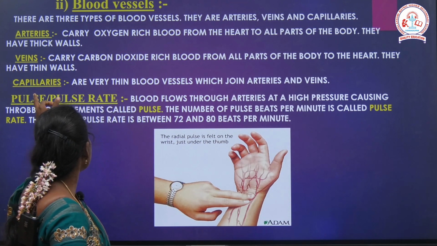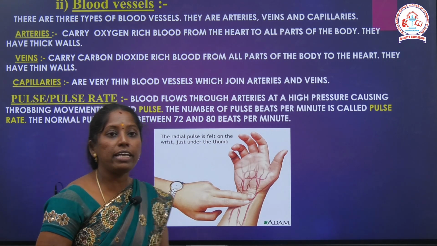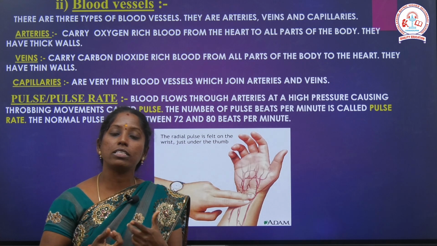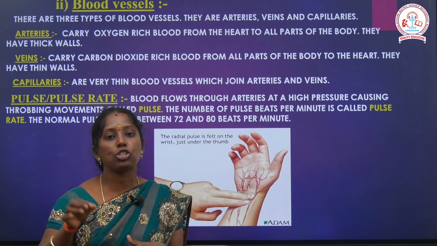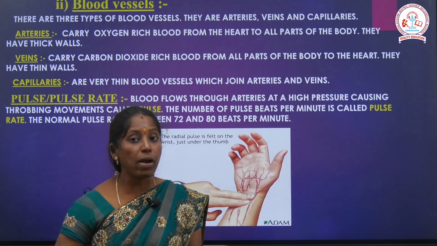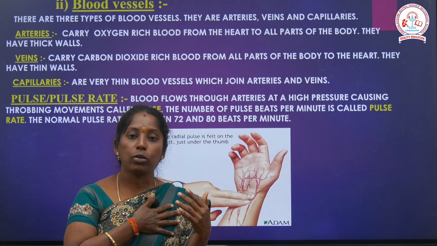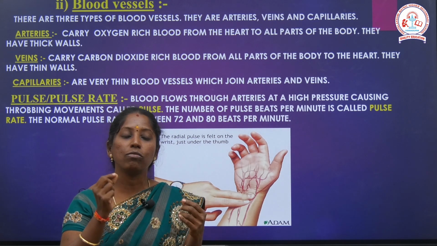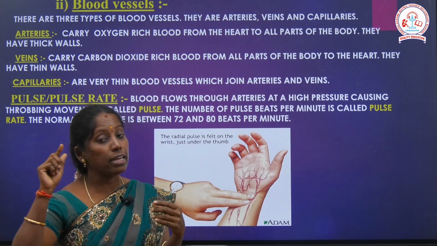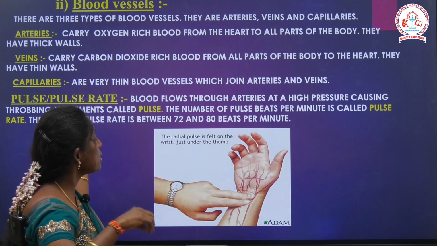Then the second one is veins. Veins carry deoxygenated blood. What is deoxygenated blood? It is nothing but carbon dioxide rich blood. It is carried from all parts of the body to the heart. That is the function of veins. They have thin walls. Arteries have thick walls, but veins have thin walls.